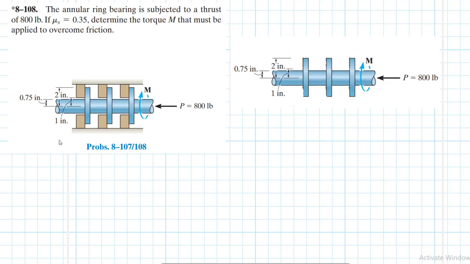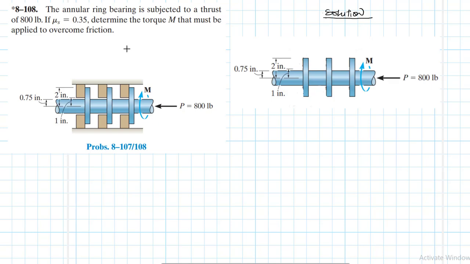We are going to be solving this engineering mechanics problem. The problem reads: the annular ring bearing is subjected to a thrust of 800 pounds. If the coefficient of static friction μs is equal to 0.35, determine the torque M that must be applied to overcome the friction. This problem is coming from the Engineering Mechanics Statics textbook, 13th edition, by R.C. Hibbeler.